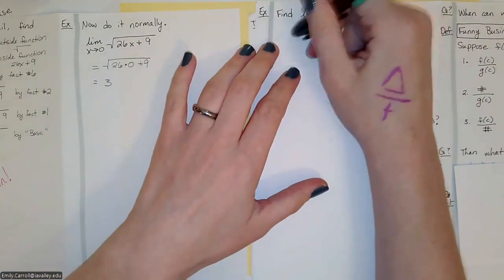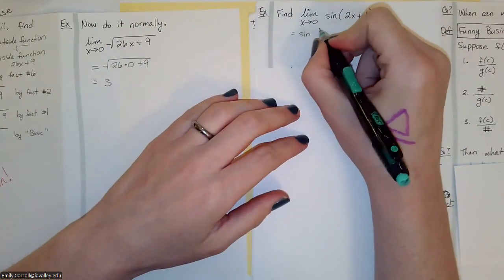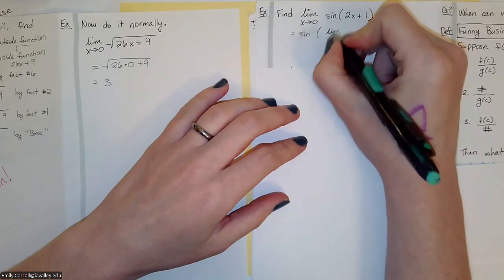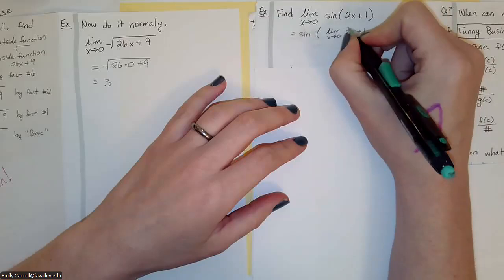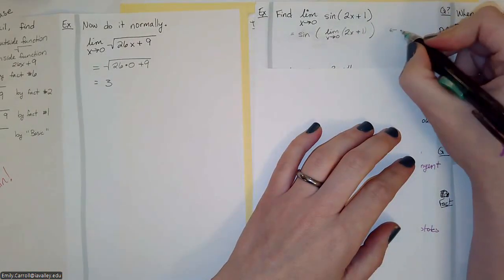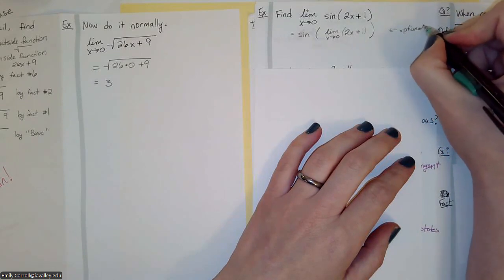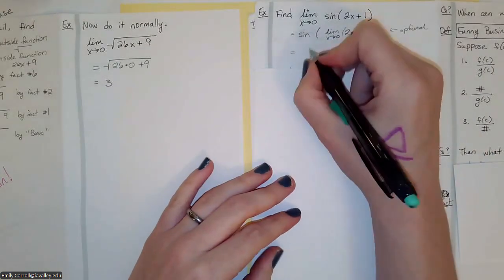I could show that because sine is continuous everywhere, I can let the limit go on the inside if I wanted to. I don't have to show that step though. It's enough to say sine is continuous everywhere, 2x plus 1 is continuous everywhere, and so I know that I'm allowed to go ahead and direct substitute.